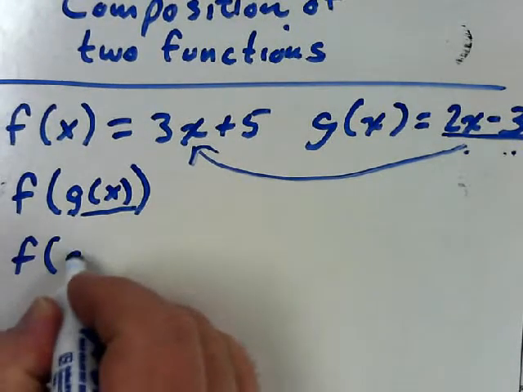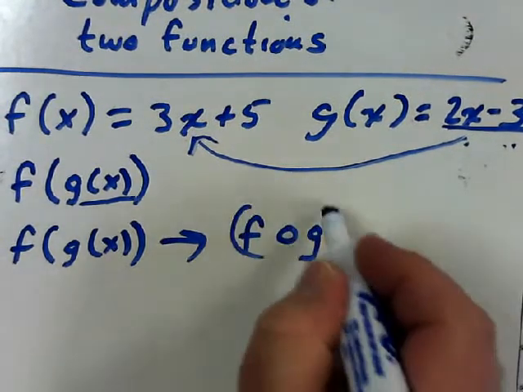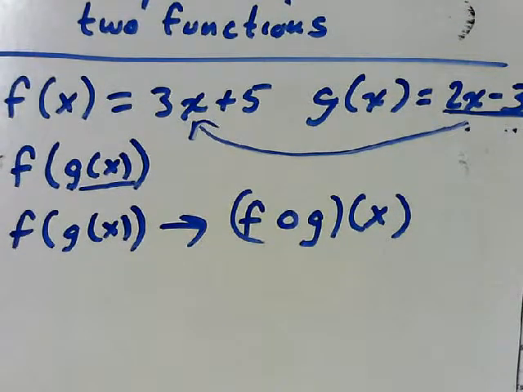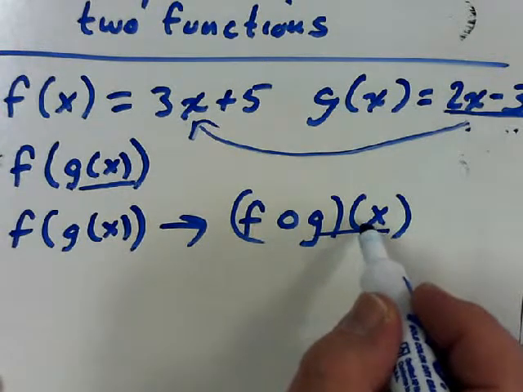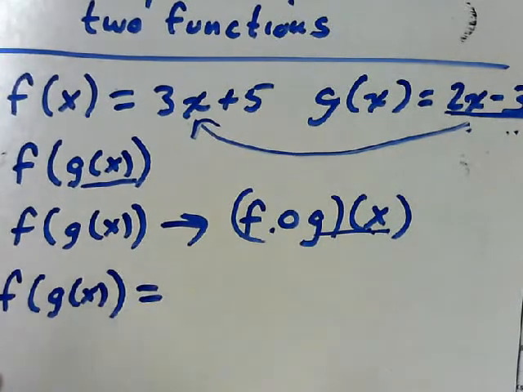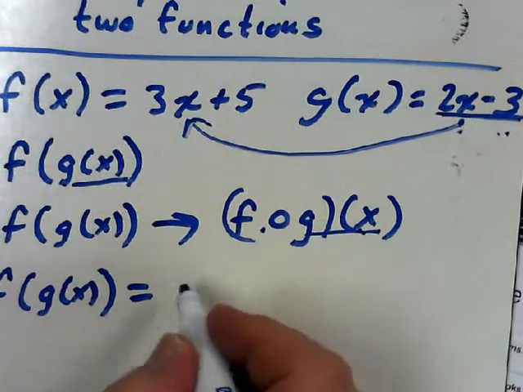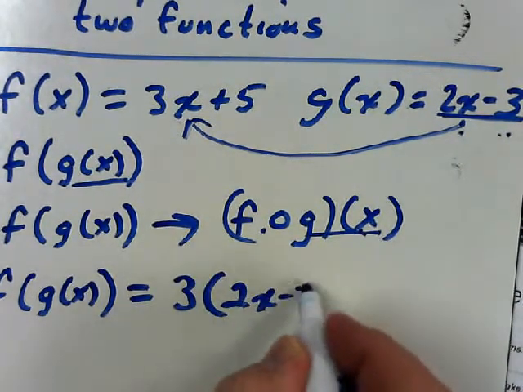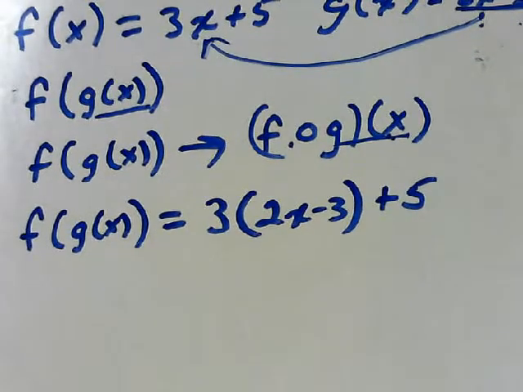So if I did f of g of x, which is also called f of g of x, I call it the fog. What it amounts to is I take the g of x function and replace it for every x in the f function. So I would have to take the 2x minus 3, replace it into the 3x plus 5. So I'd have 3 parentheses, 2x minus 3 plus 5. You see what I did? I now need to simplify it.